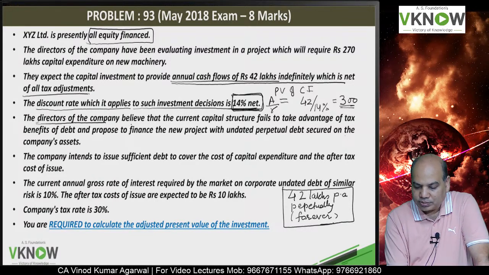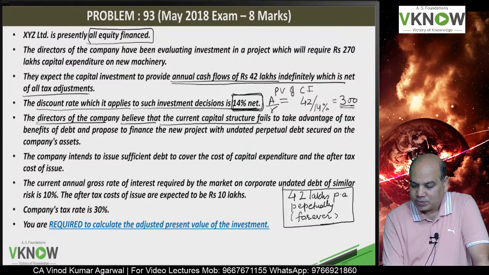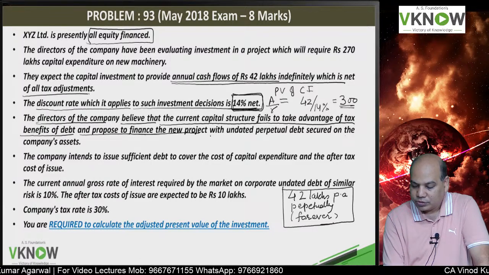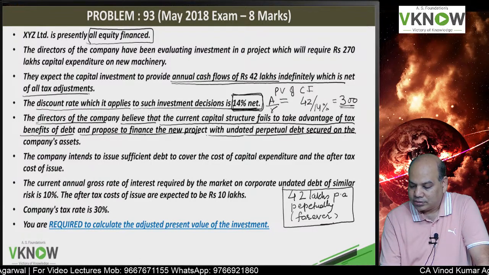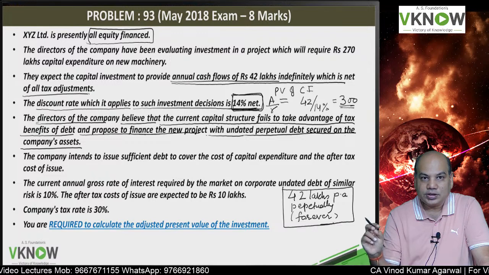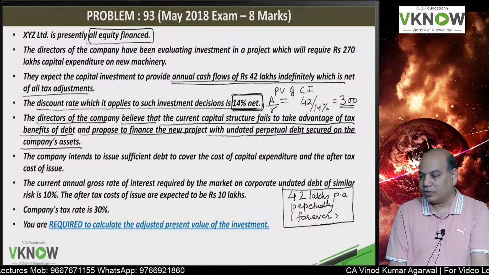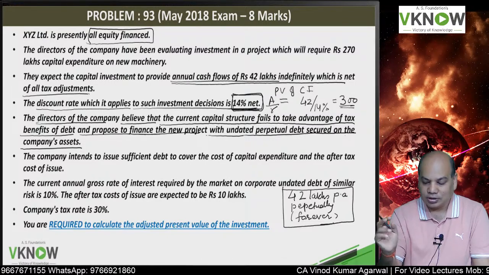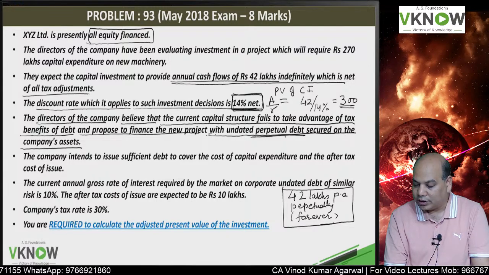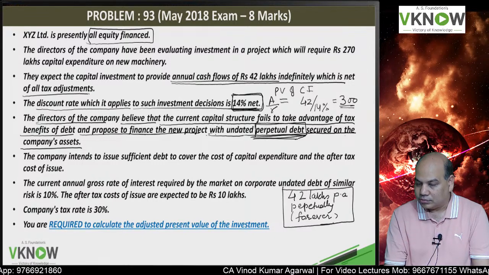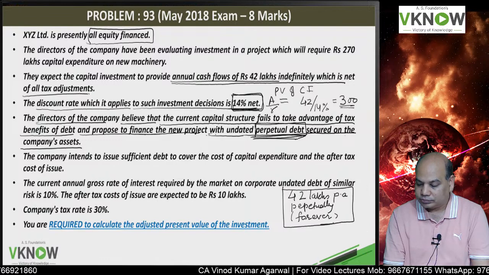The directors of the company believe that the current capital expenditure fails to take advantage of tax benefit of debt and propose to finance the new project with undated perpetual debt secured on the company's asset. Now they want to finance this project using debt because they are not getting the benefit of tax shield on interest. What is perpetual debt? It will have no maturity. So you are only going to pay coupon every year.